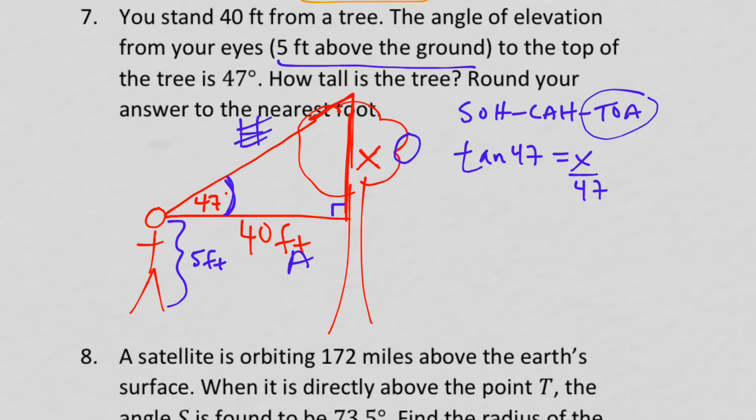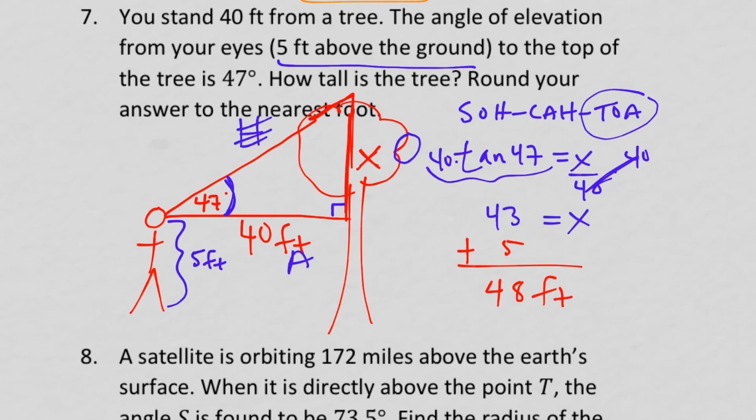Oops, sorry guys, I made an error there. Adjacent's only 40 feet, I look at the angle. So from here I can solve this problem by multiplying by 40 to both sides. Then x here equals, again with the calculator, approximately 43 feet. But remember that that's only going to be the height from my eyes to the top. I now need to add 5 additional feet to account for my height. So the tree is actually closer to being approximately 48 feet tall.